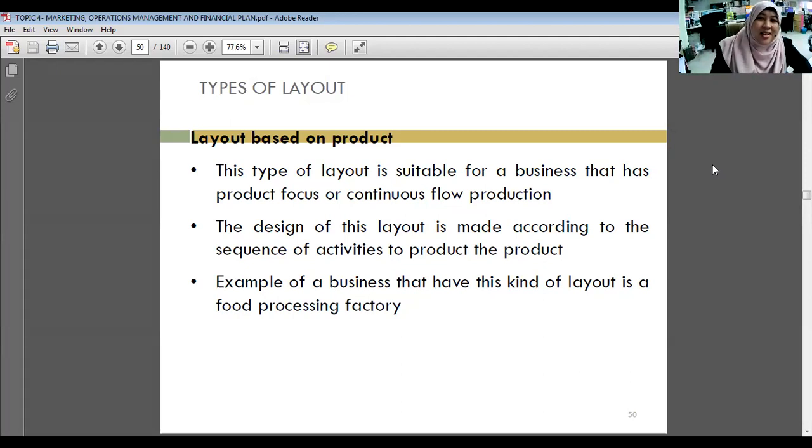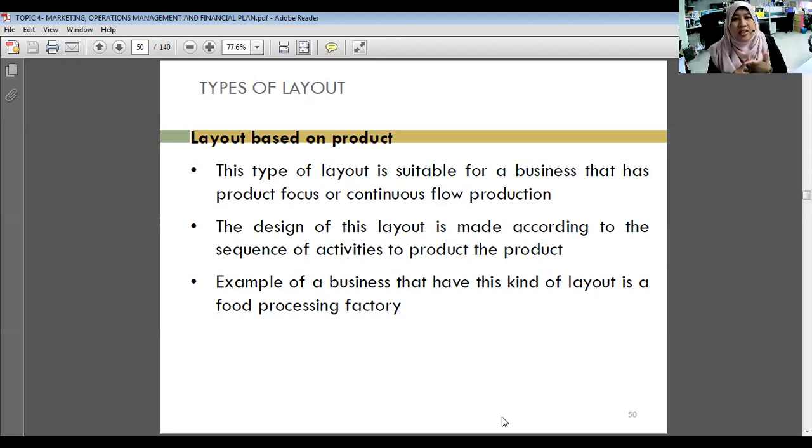Okay, last class, if I'm not mistaken, I stopped at these types of layout. Just to recap, we have a few types of layout, and we are currently in topic 4. I hope that you do not forget, because right now we are in week 12, so it's around the corner, and next week is the submission for your business plan, entrepreneur's profile, and also YouTube presentation. All right, the types of layout.